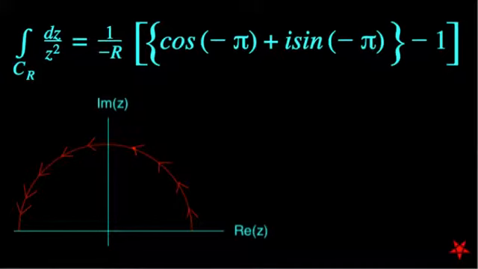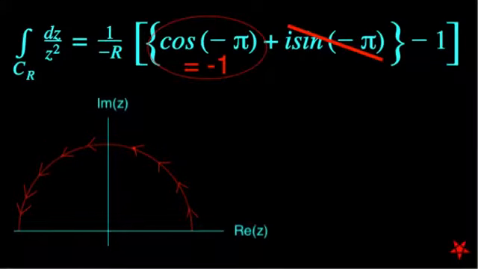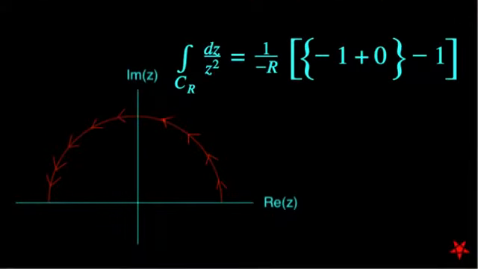Here we're going to employ Euler's relation for e to the negative i pi. And then we just have to evaluate those terms. So the sine function cancels out, just goes to 0. Cosine is equal to -1. And then we just go to town on the algebra.